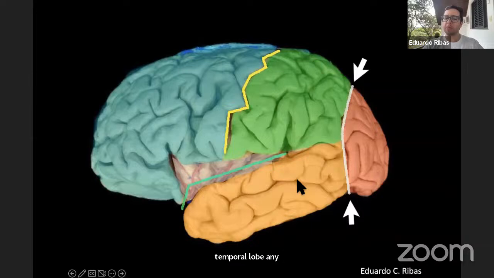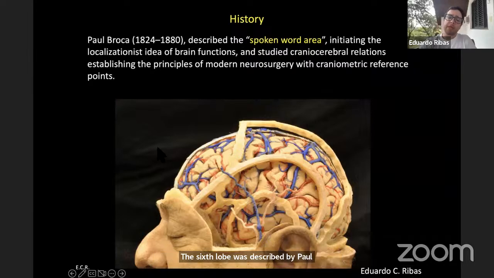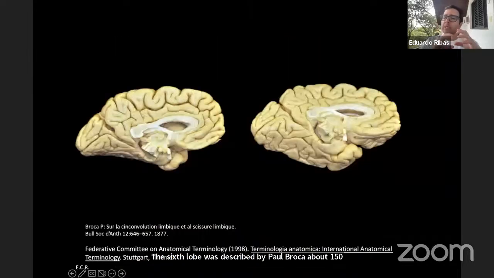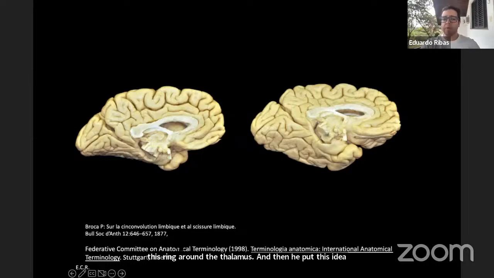But the brain has 6 lobes. Where is the 6th lobe? The 6th lobe was described by Paul Broca about 150 years ago. He noticed that some structures are arranged in a ring around the thalamus. And then he put forward this idea of a limbic convolution, meaning around the thalamus.